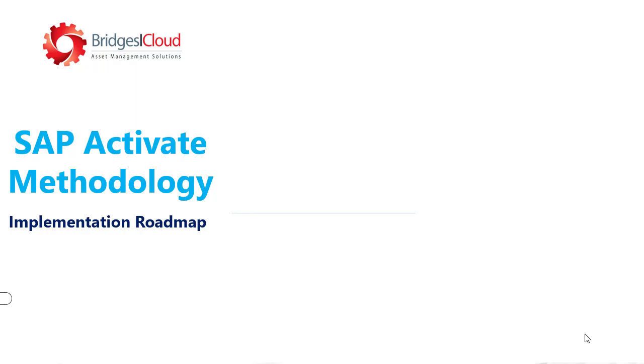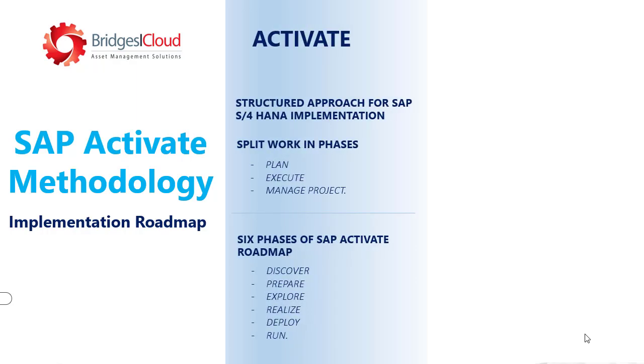Today I want to talk about SAP Activate Methodology Implementation Roadmap. Simply put, this refers to a structured approach to the software implementation process. It allows work to be split into distinct phases with deliverables and tasks that help project teams to better plan, execute, and manage their implementation project.